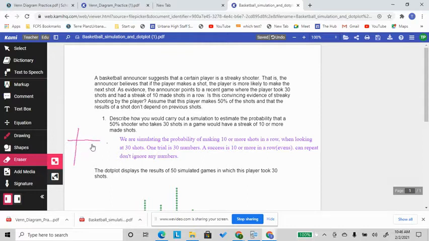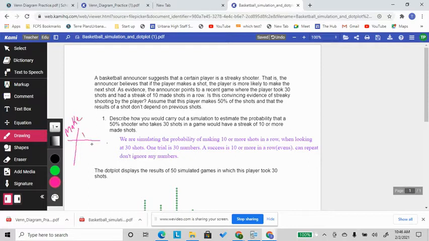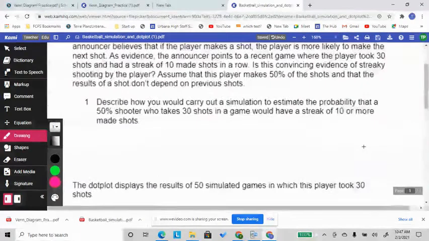Okay, so we are going to either make or miss. I said I was going to use evens, so I'm going to use evens and odds. You could do odds and evens, or 0 to 4 as makes and 5 to 9 as misses. You can do a whole bunch of different things as long as you maintain the probability of 50-50, because his shooting is 50-50.